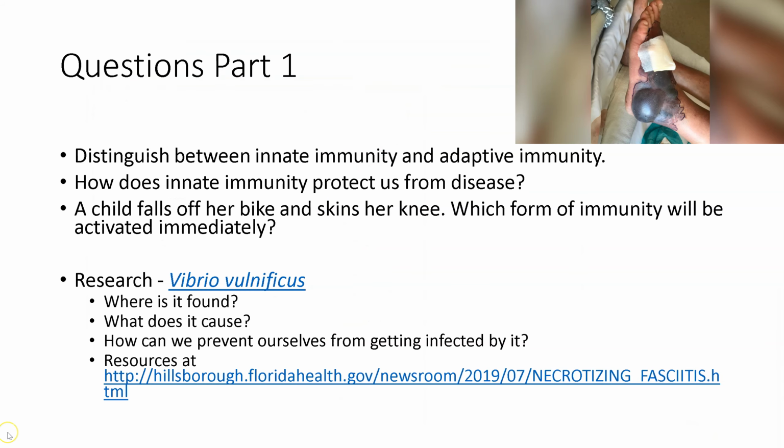So here's your questions of part one. Distinguish between innate immunity and adaptive immunity. Tell me the differences between them. How does innate immunity protect us from disease? A child falls off her bike, happens to me a lot, and skins her knee. Which form of immunity will be activated immediately? They're talking about innate or adaptive. And then finally, this picture, what's this picture? Well, this is flesh-eating infection. Necrotizing fasciitis, I believe.